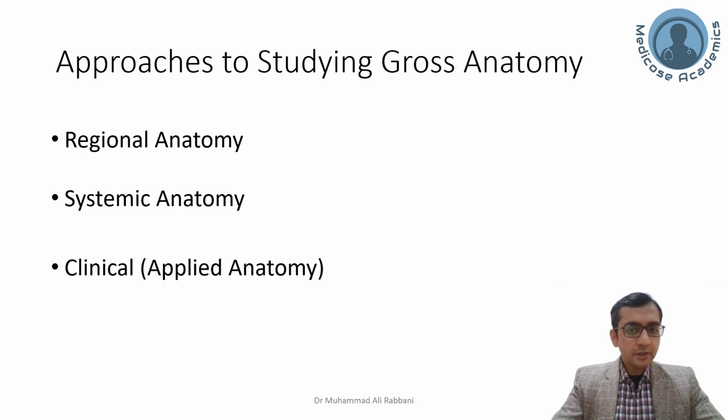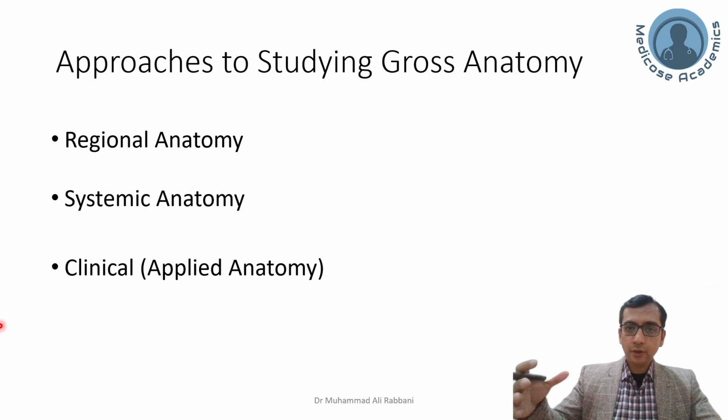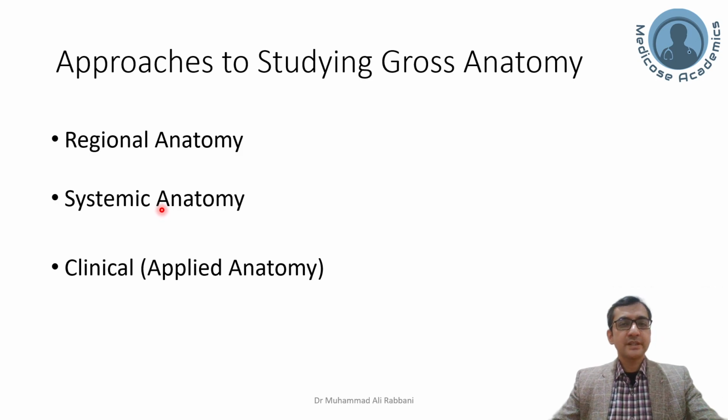While talking about gross anatomy, you will find there are different approaches toward teaching it. A lot of colleges, a lot of institutes, including ours, have a regional anatomy approach. We divide the body into different regions of upper limb, head, neck, thorax, abdomen, and then we go from one region to the next. The systematic approach goes by the systems. Like, you start with the skeletal system and complete it from one end to another. Then you start the muscular system, then the cardiovascular system, and so on.